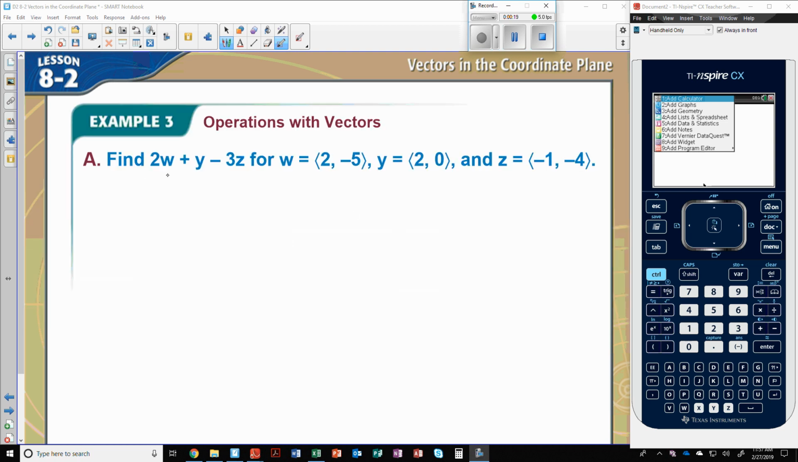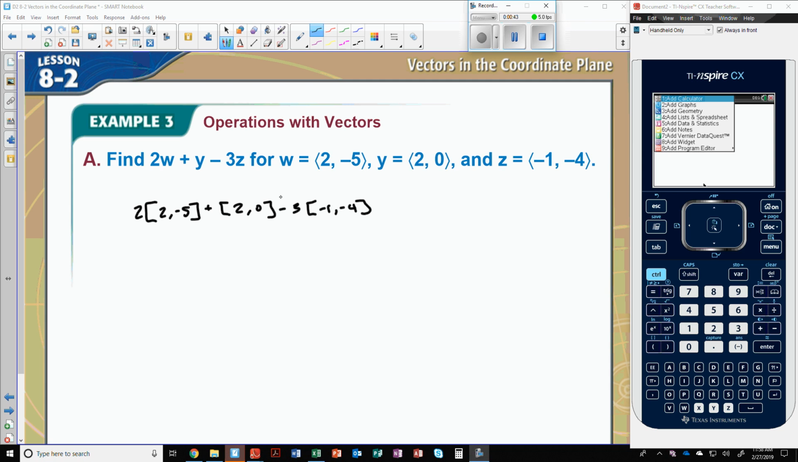So to find example 3a, to find 2w plus y minus 3z, I'm going to first write it out as 2w, and w I'm going to substitute with the vector, which is 2, negative 5. And then I'm going to add the y vector, which is 2, 0. And then I'm going to subtract the z vector, which is negative 1, negative 4.